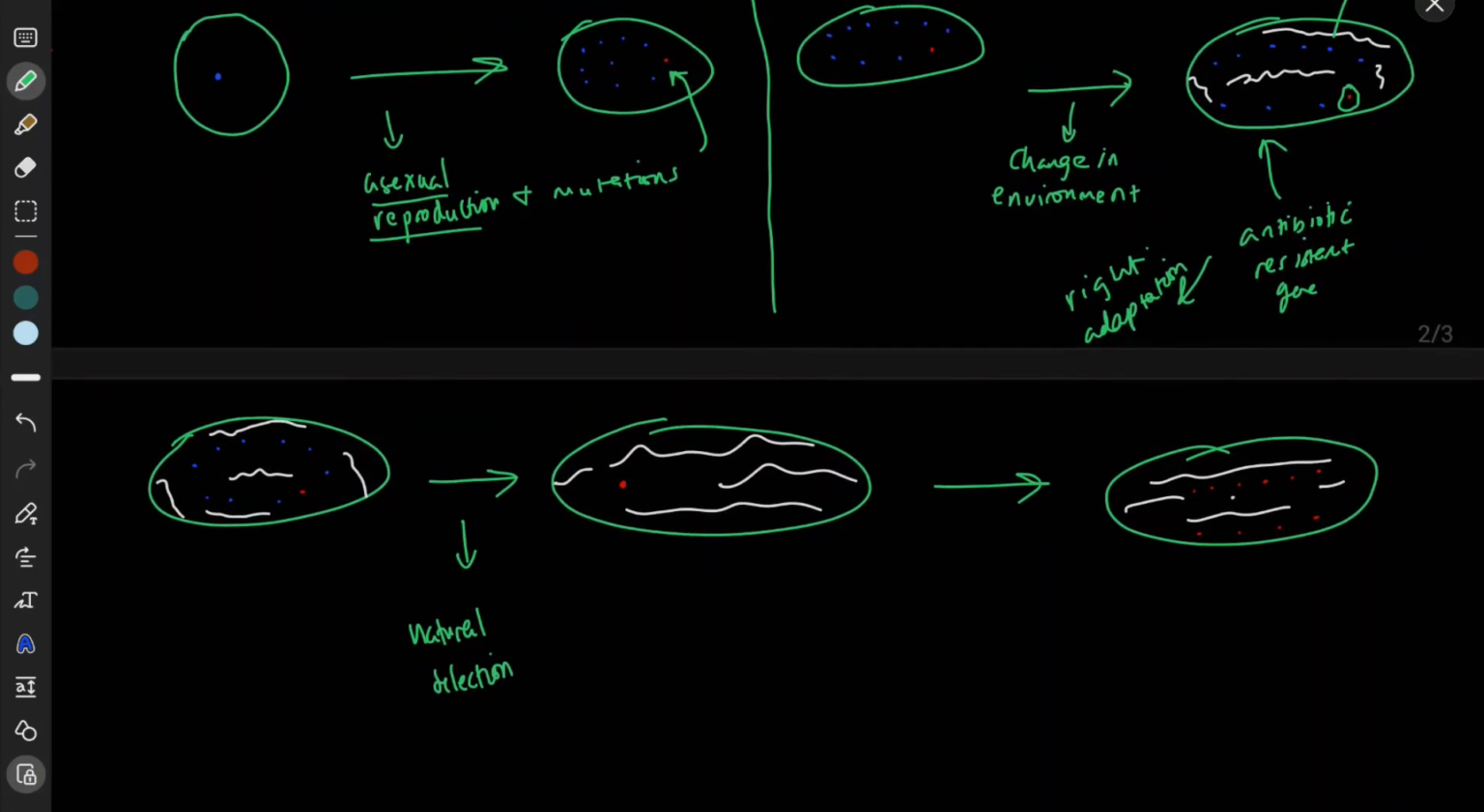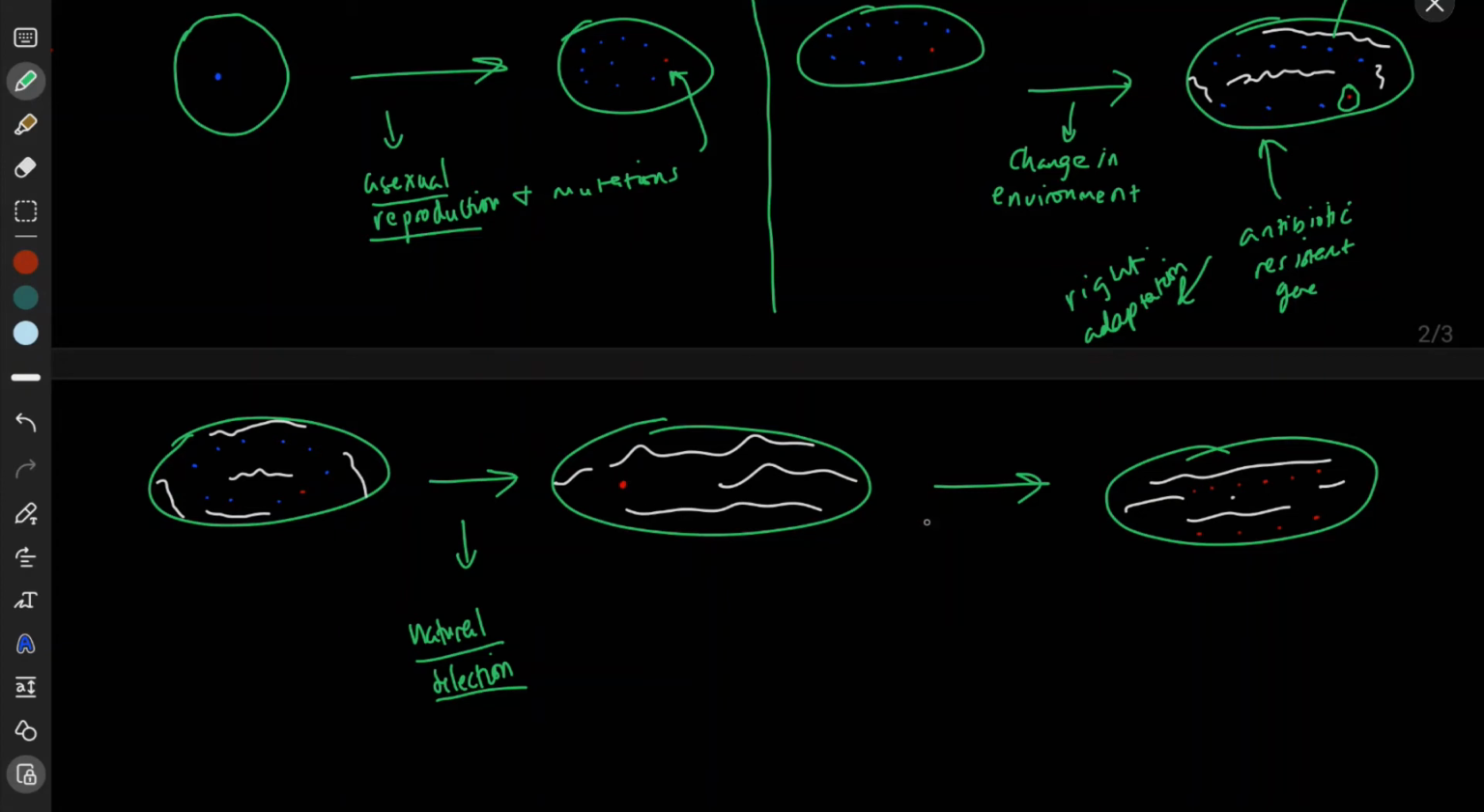Well, what's going to happen is that, again, we're going to go from having all these different colonies to just this. So here we have natural selection happening, because nature is going to select against those individuals that don't contain the right adaptation, which is that antibiotic resistant gene, and it's going to select for the individuals that do contain that right adaptation, that gene that confers antibiotic resistance, right?